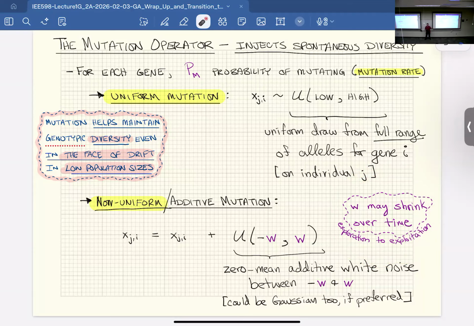All right, so questions about that? Mutation, you're just fuzzifying the offspring. You're just adding random noise to the offspring, either really random noise, uncorrelated with the parent, or you're just perturbing the parent by certain values.